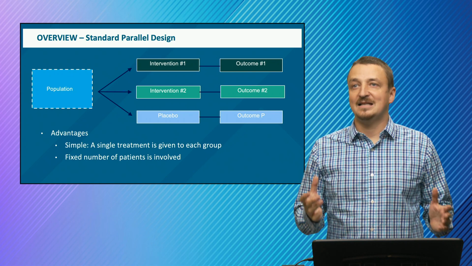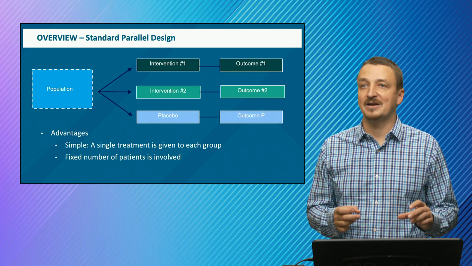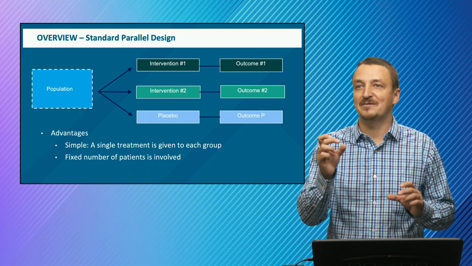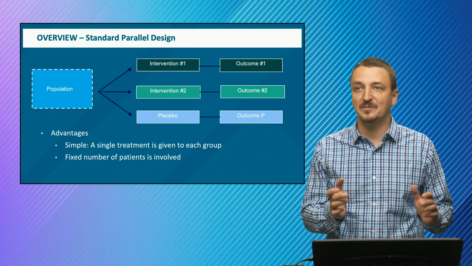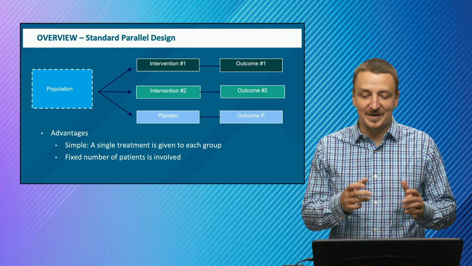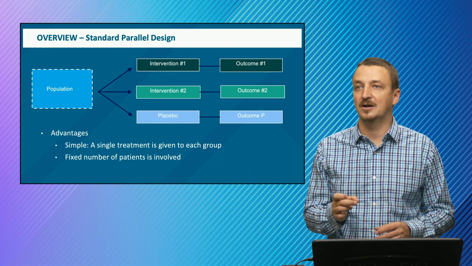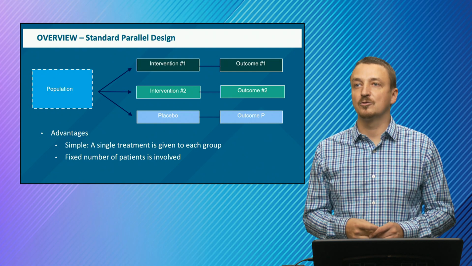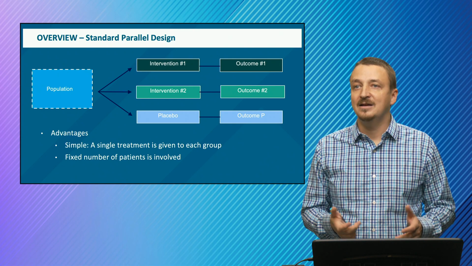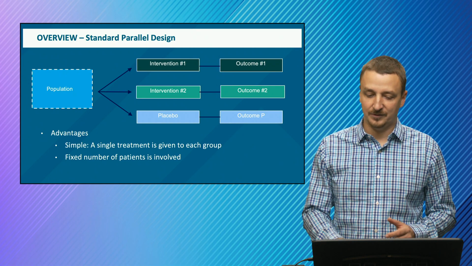So what does a standard parallel design look like? We have a population, and this population gets randomized into receiving here intervention 1 versus placebo, and here we even have a second intervention. So we can have multiple arms. Standard parallel design doesn't mean it has to be 2 arms. It can be more arms. Here it's 3 arms: intervention 1, intervention 2, and the placebo arm, and then we are measuring the outcome in all 3 groups. The advantage here is that it's simple: a single treatment is given to each group and a fixed number of patients is involved.